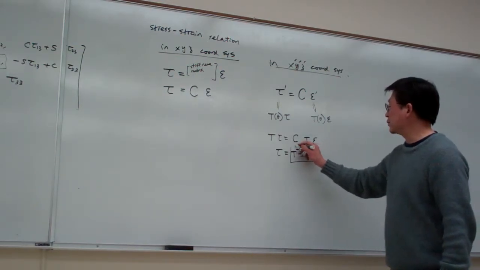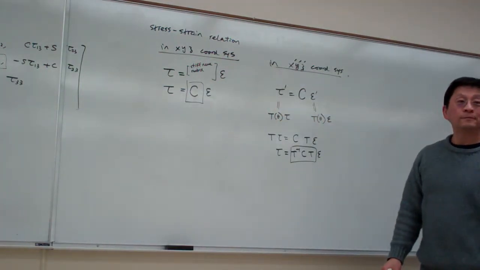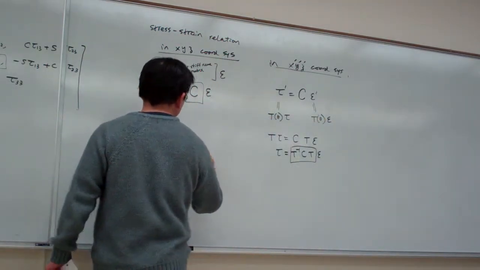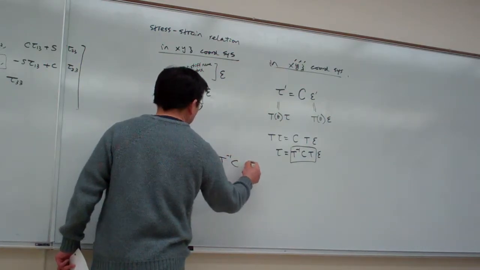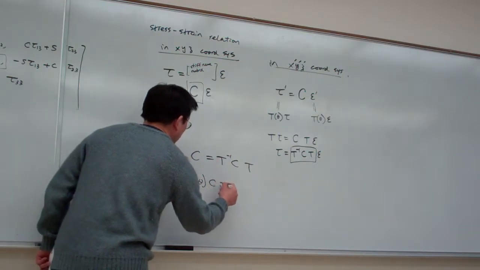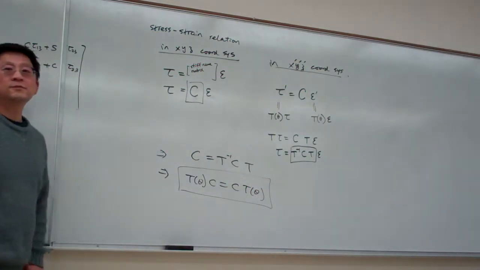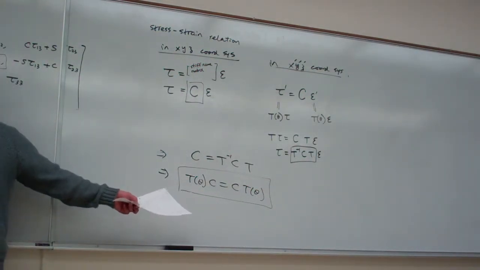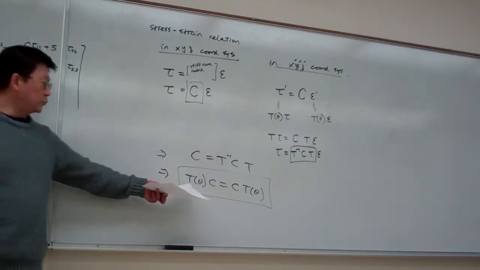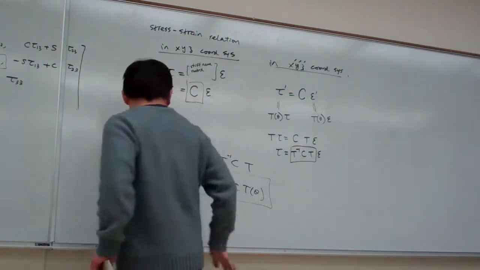That means these numbers must be equal to this number, right? Because right now we compare the same thing. So therefore what we achieve here is C equals T inverse C T. That means T transpose times C equals C times T transpose. Like this, right? This equation must be satisfied, no matter how we change the value of theta. This result is obtained by claiming this.